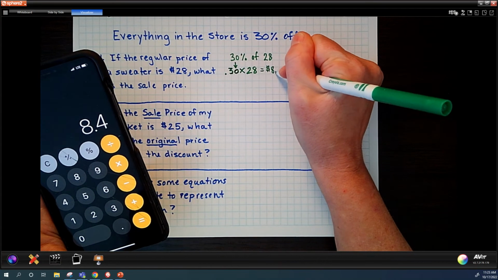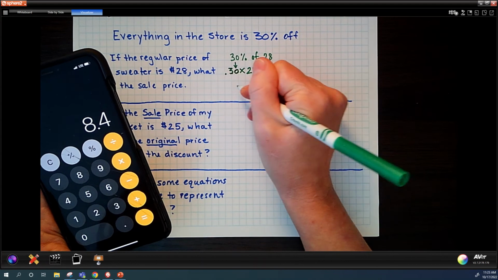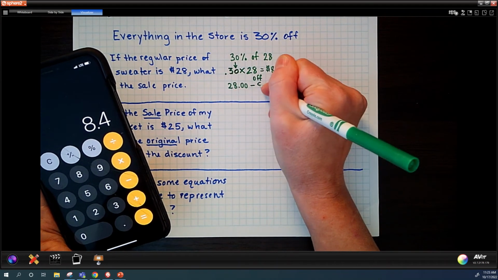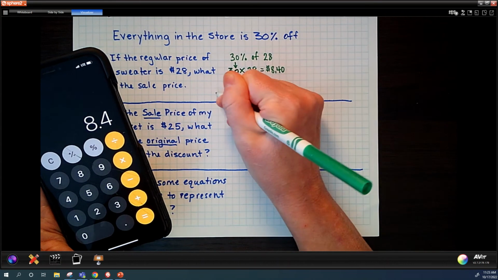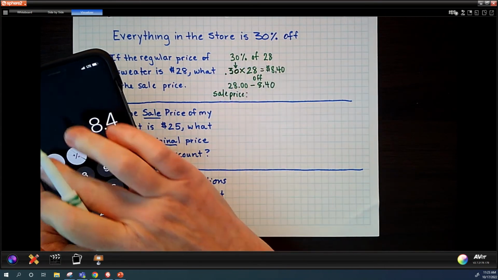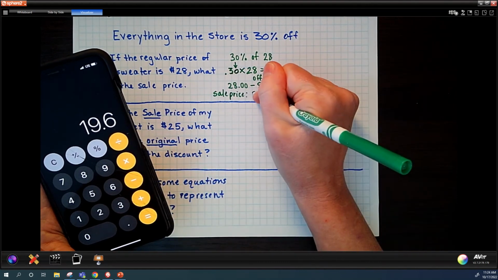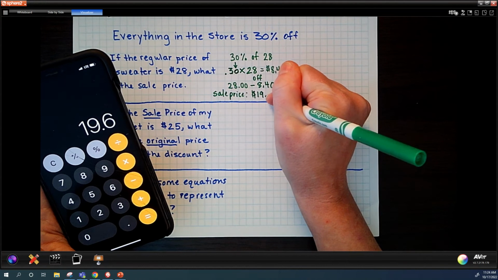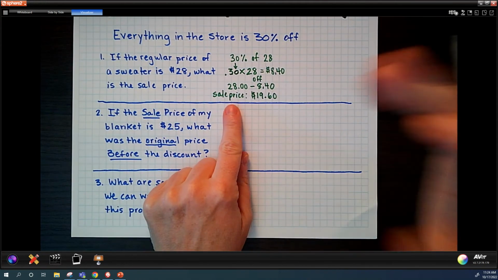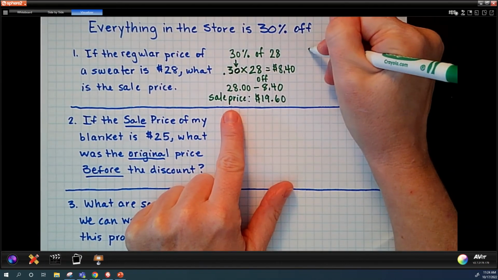$8.40 off the original price. So then I can just do $28 minus $8.40, and my sale price is $19.60. Most of you are fine with solving problems like this. This goes back to last school year. We did a lot of this last school year. Let me show you another way.